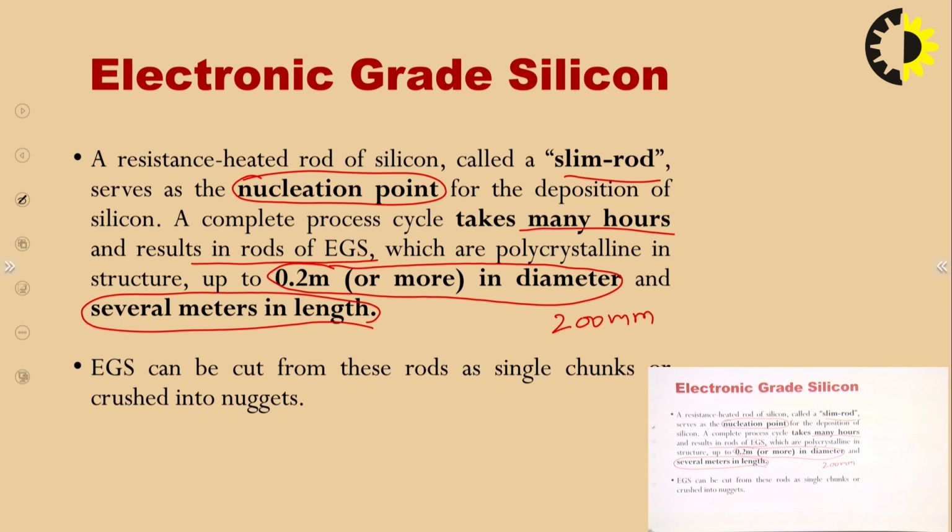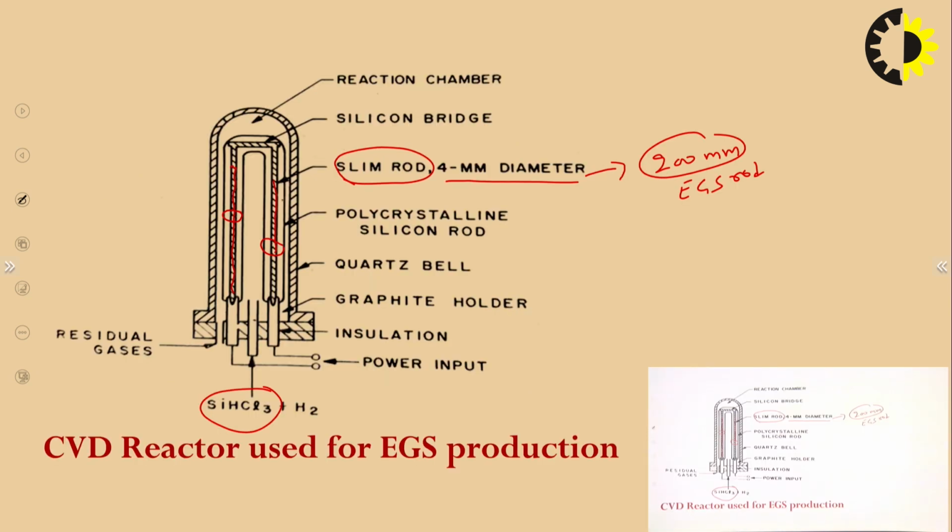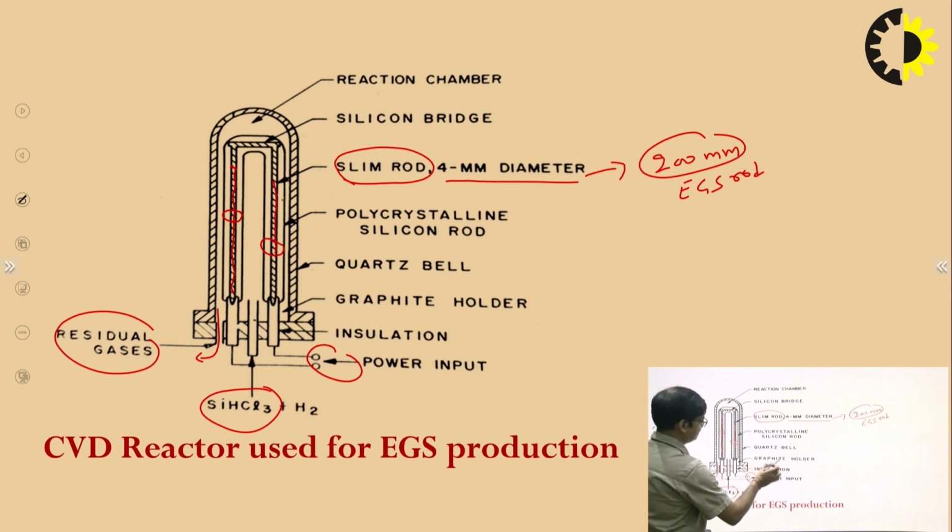Now this EGS rod that we have obtained can be cut from these rods as single chunks or nuggets. This is the power unit, this is the residual gases that come out from here, silicon gets deposited here and the residual gases come out from here. This is the graphite holder and the insulation.